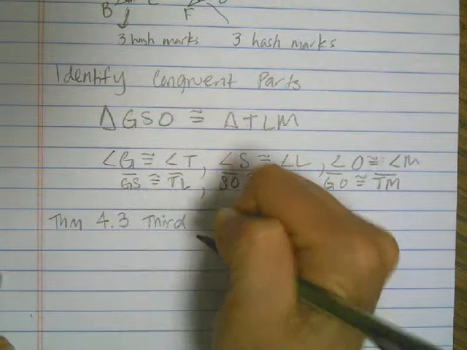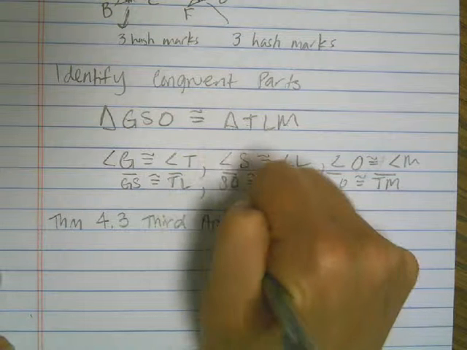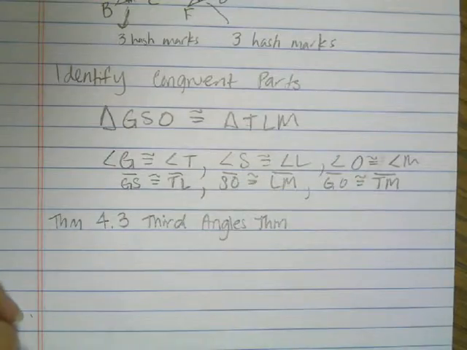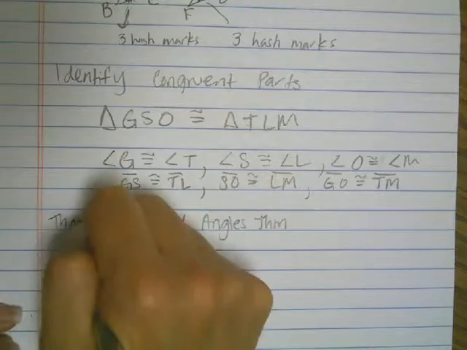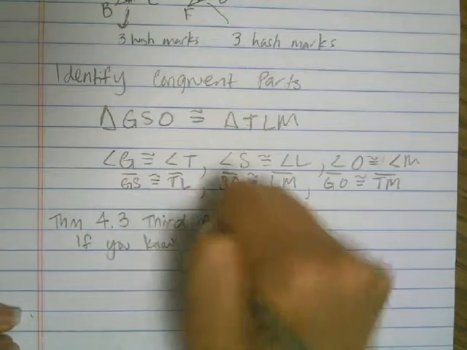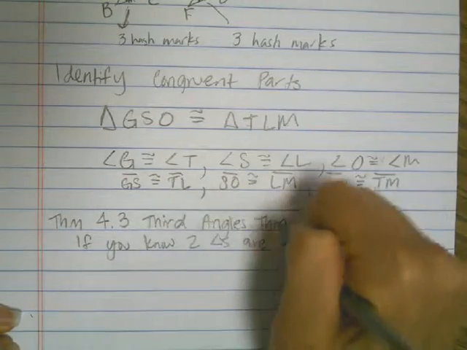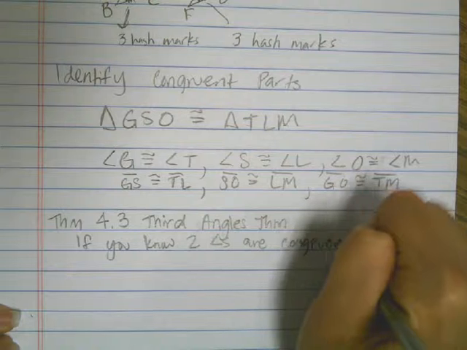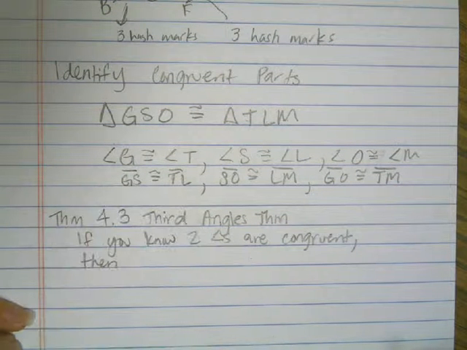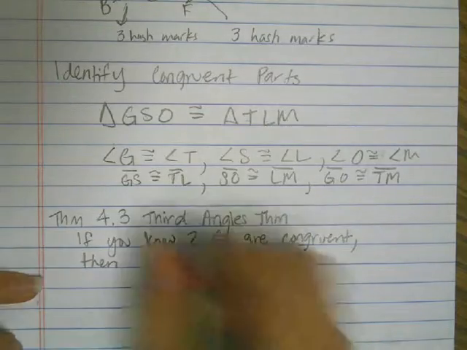Is third angle theorem. And this says, if you know two angles are congruent, then what do you think you know about the third? What do you think you know about the third?